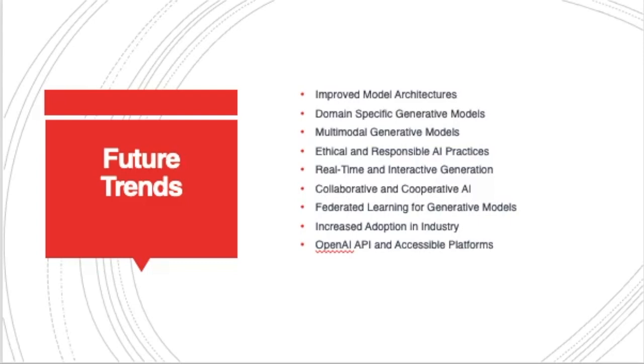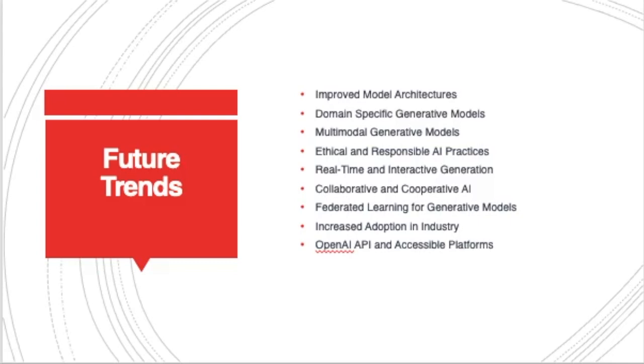Real-time and interactive generation. The next wave of generative models might prioritize real-time and interactive generation. This could enable more responsive AI systems that generate content on the fly based on user needs.